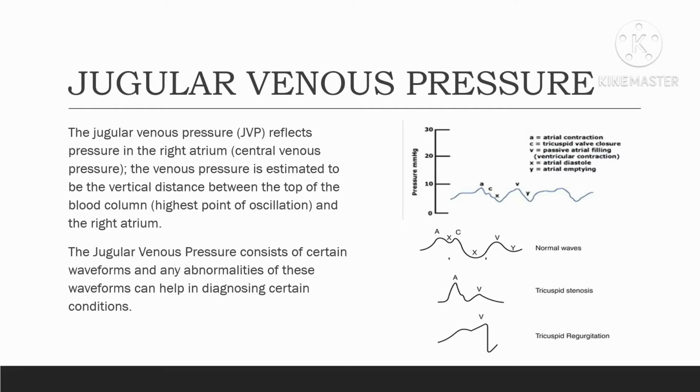Jugular venous pressure. The jugular venous pressure, JVP, reflects pressure in the right atrium or the central venous pressure. The venous pressure is estimated to be the vertical distance between the top of the blood column, or the highest point of oscillation, and the right atrium. The jugular venous pressure consists of certain waveforms, and any abnormalities of these waveforms can help in diagnosing certain conditions.